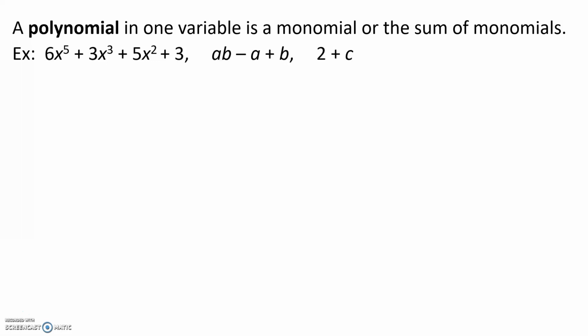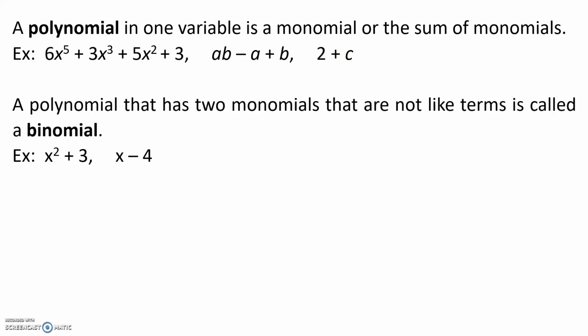A polynomial in one variable is a monomial or the sum of monomials. For example, the polynomial 6x to the fifth plus 3x cubed plus 5x squared plus 3 contains 1, 2, 3, 4 different monomials. The polynomial ab minus a plus b contains 3 different monomials. The polynomial 2 plus c contains 2 different monomials.